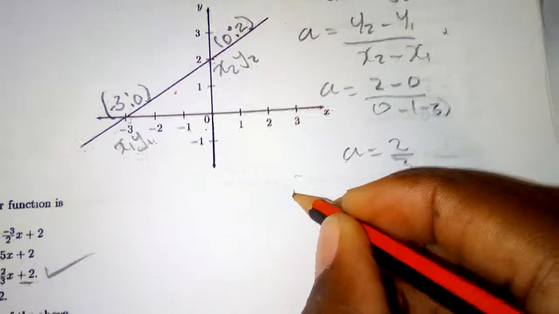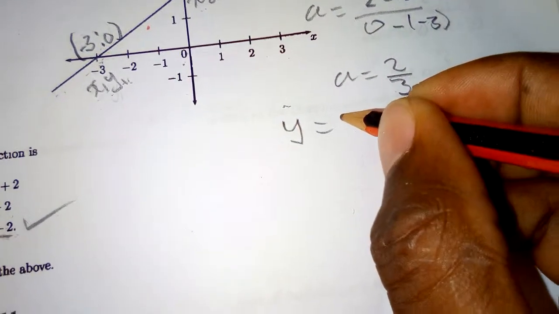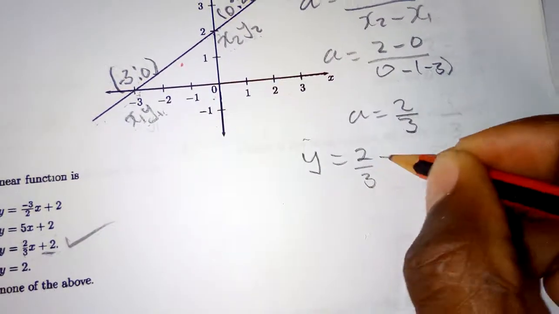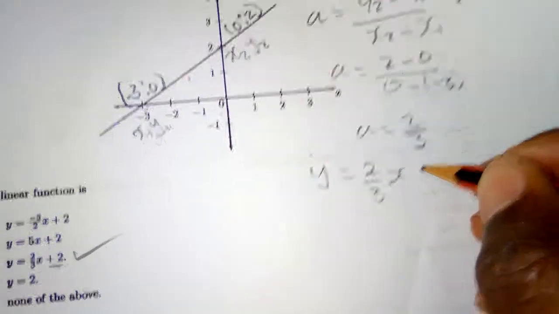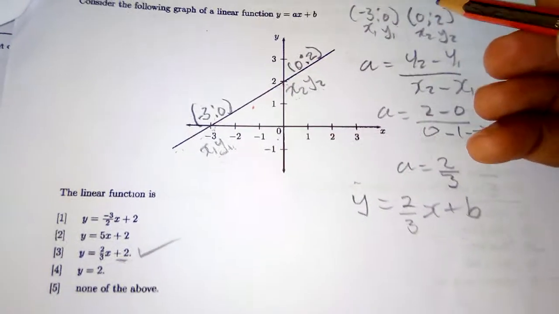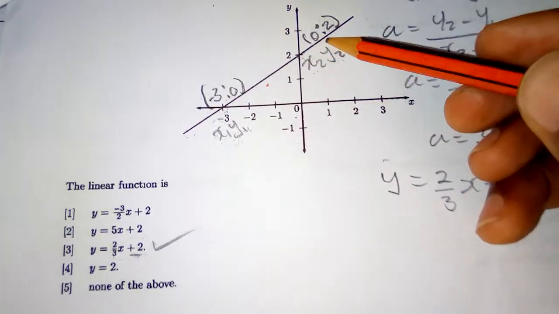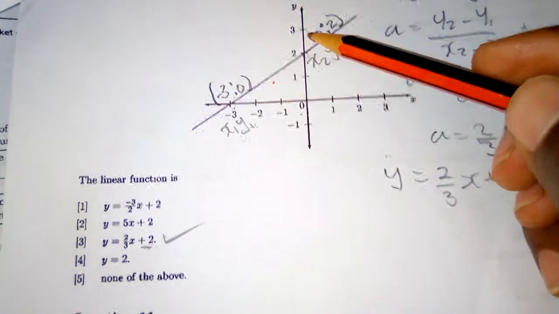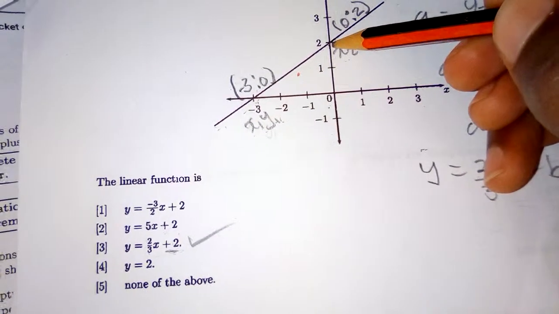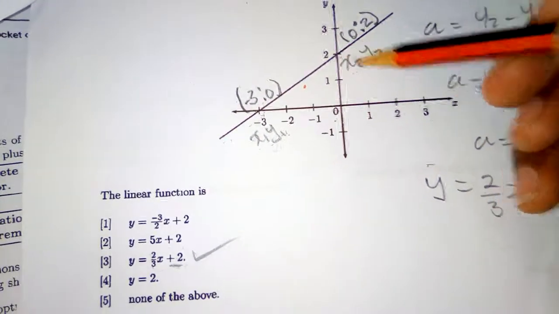Remember, you will come and say y is equal to ax. On a, you'll say 2 over 3x. So it's ax plus what? Plus b. We haven't calculated b, but the easy way to get b is that when you are given the graph, b is always depicted on the y-intercept. So it means our curve is intercepting at 2 on the y-axis, so our b is going to be 2.